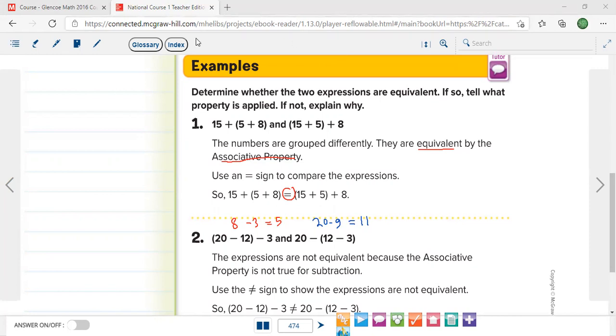So we cannot say that they are equal. We will use this sign, the sign not equal. This sign is called not equal. So the expressions are not equivalent because the associative property is not true for subtraction.